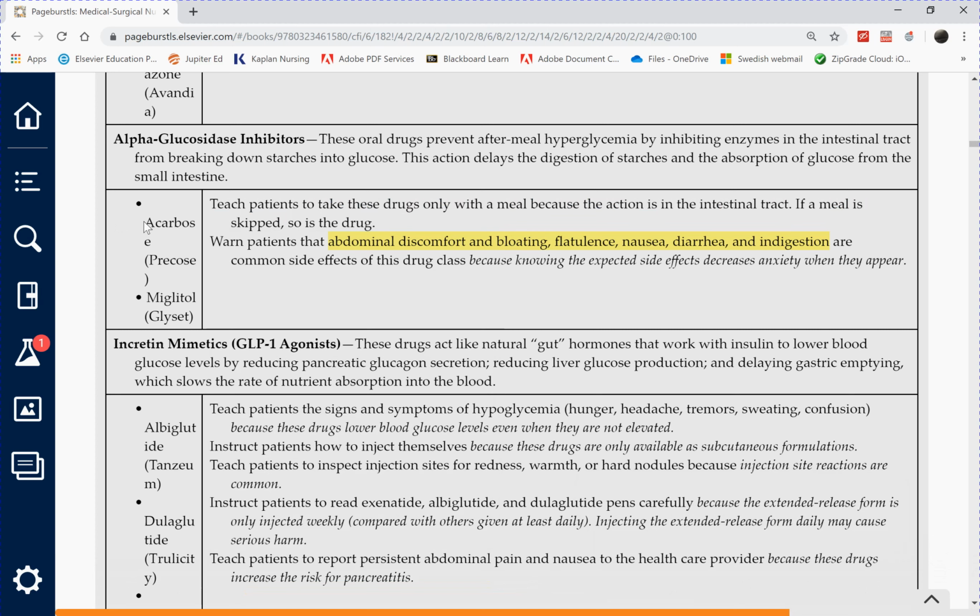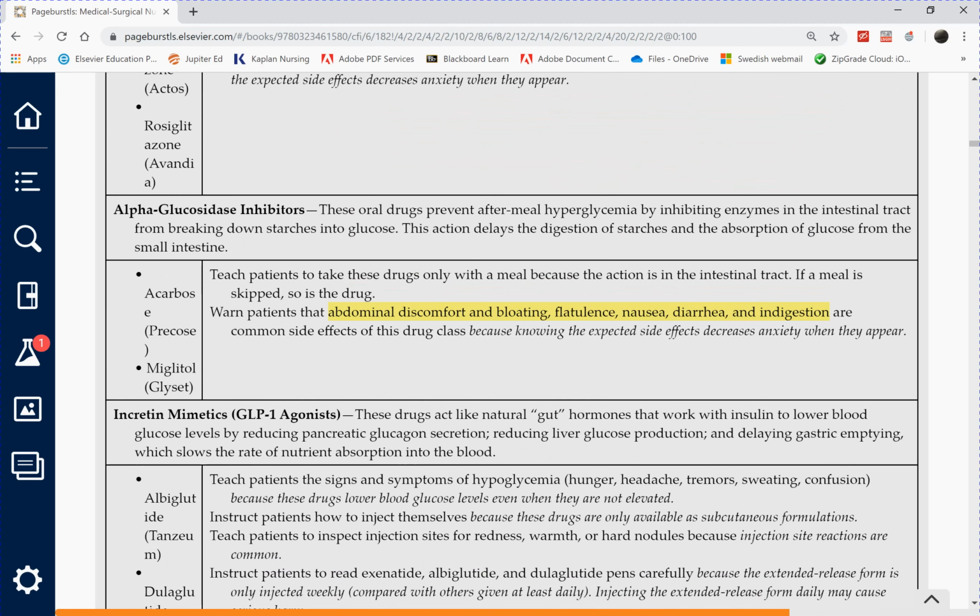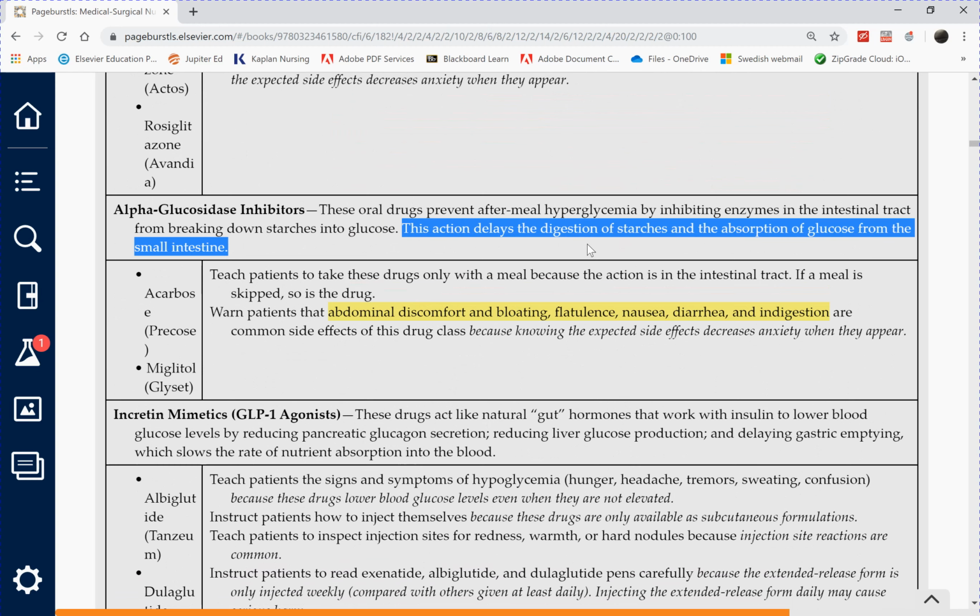You will see this drug again next semester when you talk about dumping syndrome, which is common after radical gastrectomy, because of its action. Okay, so it delays the digestion of glucose, so this will benefit patients with small stomachs or patients with no stomachs.